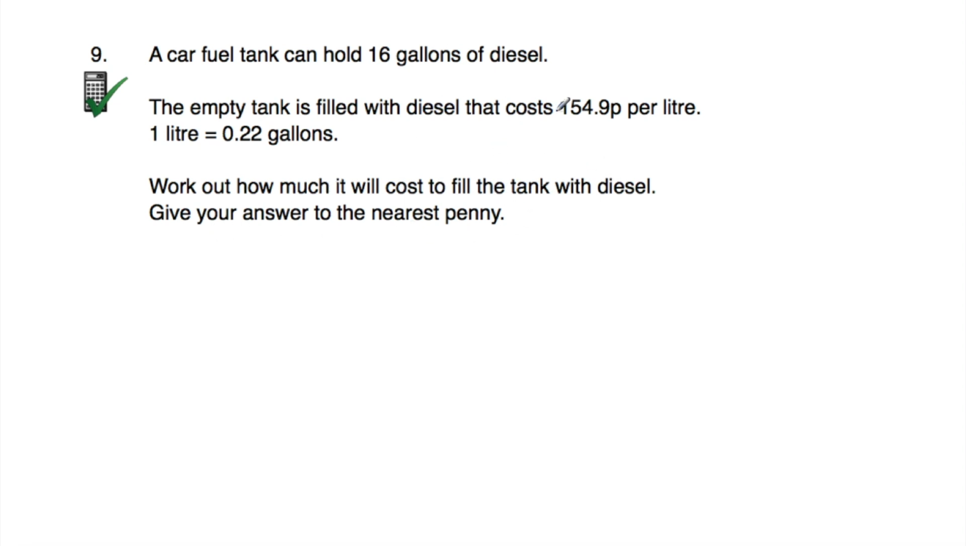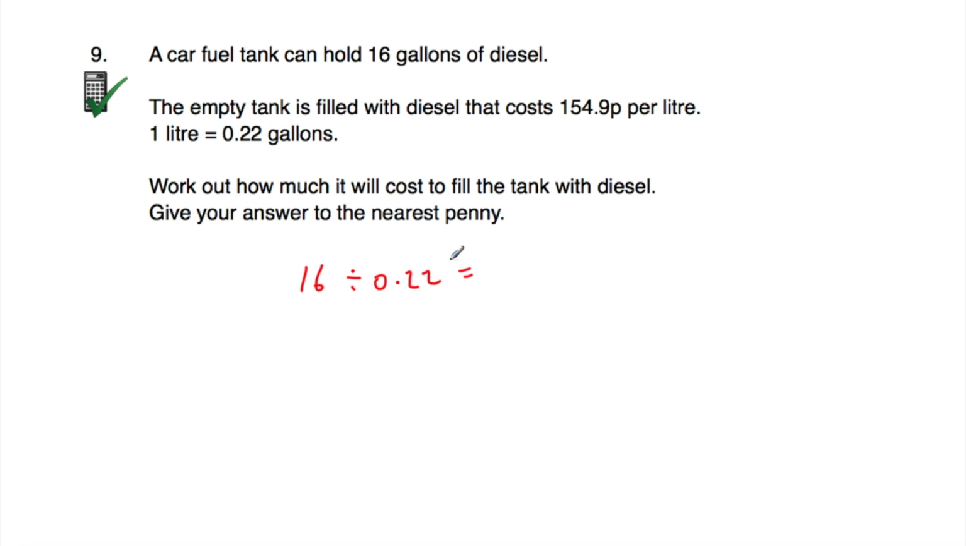Now, if we have a look here, the diesel costs 154.9 pence per litre. So if we can work out how many litres will go into this fuel tank, then we can just multiply it by 154.9, and that would tell us the cost of the diesel. Now, the car fuel tank holds 16 gallons, and every 0.22 gallons is a litre. So if we divide the 16 gallons by 0.22, so if we see how many 0.22s go into 16, that'll tell us how many litres the car fuel tank holds.